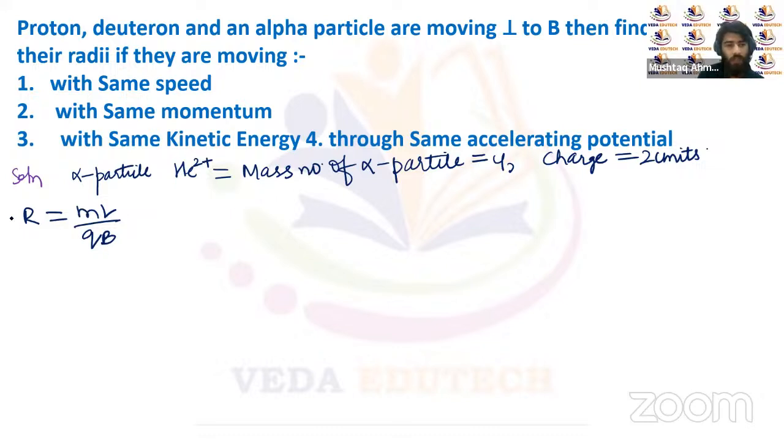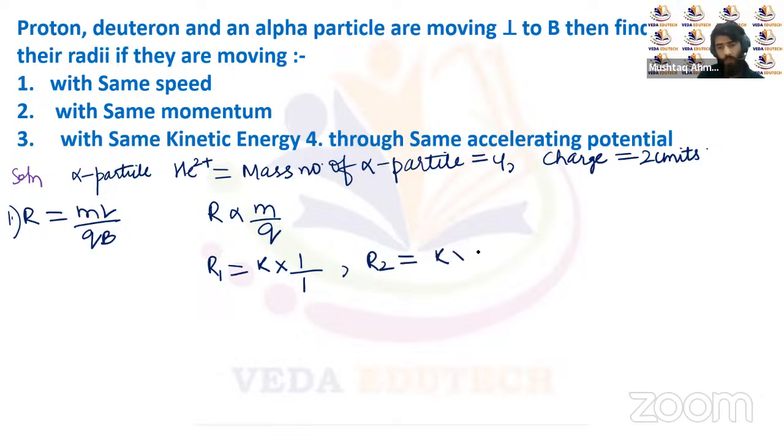In that case, for the first case, if v is the same, then the ratio r1 ratio r2 ratio r3. Or we can say that radius will be directly proportional to m upon q, right? So r1 will be equal to k times m. M is the mass of proton, that's 1 unit, and the charge is also equal to 1 unit. Similarly, r2 is for the mass of deuteron, that's 2 units, and the charge of that deuteron is also equal to 1 unit because it contains 1 proton.